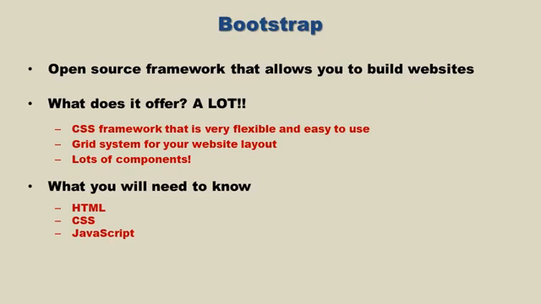The major thing that Bootstrap provides is a grid system for your website layout. And it usually comes in a 12-column grid. And it's very, very responsive. That's the nice part about it. But you can also use a fixed grid. So you can either use a fixed grid or a responsive grid. And we'll talk about that in the coming videos.